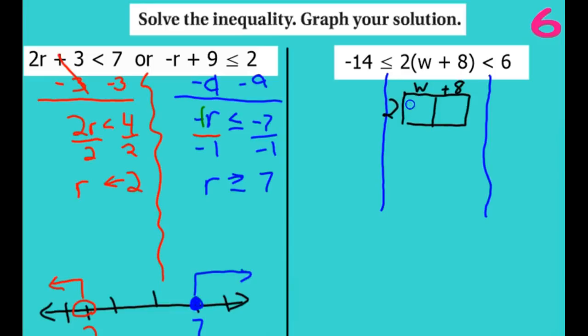So 2 times w is 2w. 2 times 8 is 16. So what we get is 2w plus 16. So now we need to get w by itself here. So we need to subtract 16 from both sides. So subtract 16 up here, and subtract 16 over here.